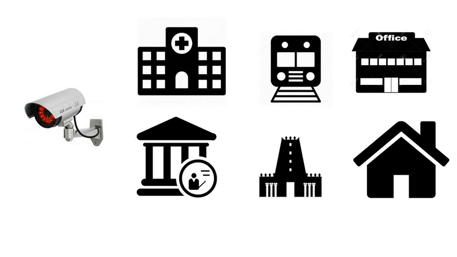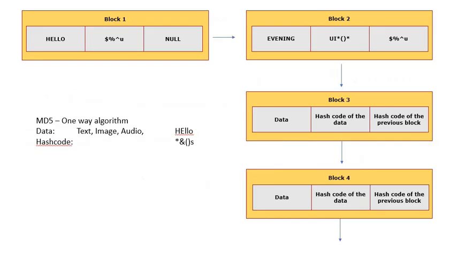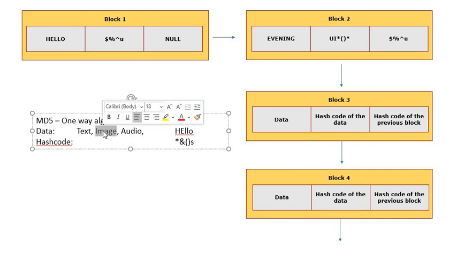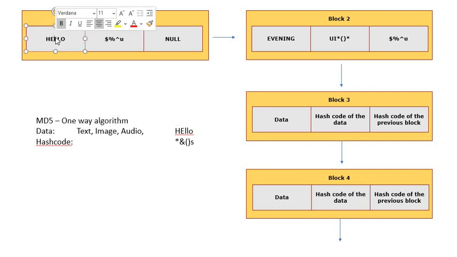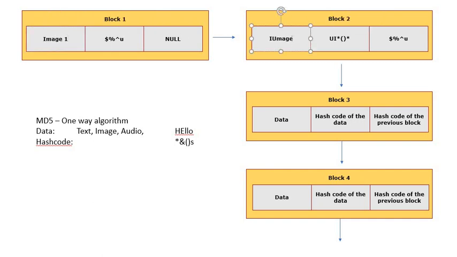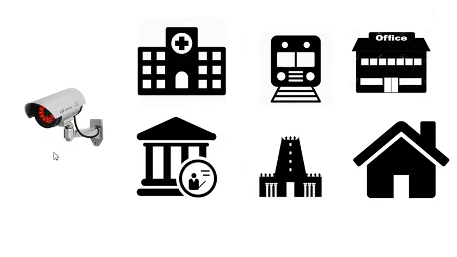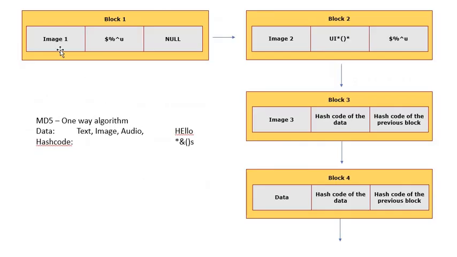So how are we solving this problem? This CCTV camera footage, we are going to store it in a blockchain network. I told you in the blockchain you can also store an image in the data field, like image 1, image 2 and image 3, something like that, right? Because video is nothing but a series of images. So the CCTV camera footage, we are going to divide the video into small images, and those images we are going to store in a blockchain network.